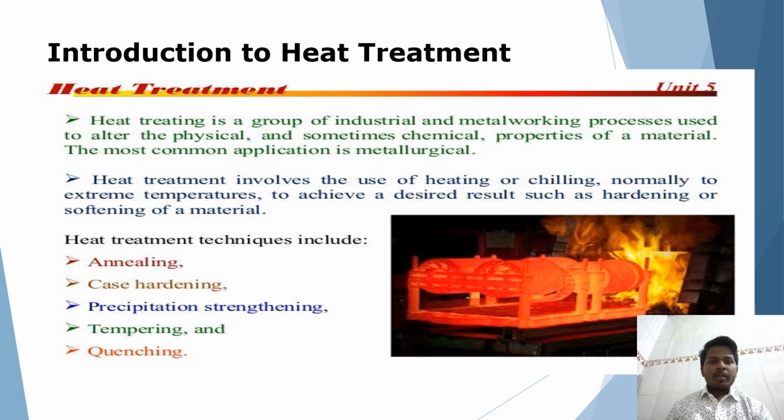Introduction to heat treatment. Heat treatment is a group of industrial and material working processes used to alter the physical and sometimes chemical properties of a material. The most common application is metallurgical. Heat treatment involves the use of heating or chilling, normally to extreme temperatures, to achieve a desired result such as hardening or softening of a material. Heat treatment techniques include annealing, case hardening, precipitation strengthening, tempering, and quenching. Today we learn about hardening and normalizing of a material.